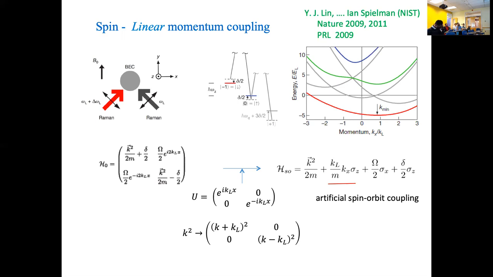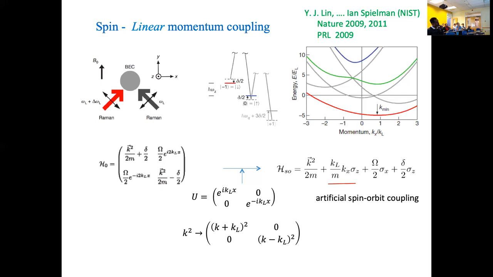The spin orbit coupling arises if you look at it like this. You perform a unitary transformation on your wave function. That corresponds to using different k labels for these two states. So you remove this space-dependent phase, and that term corresponds to the omega sigma x. But at the same time, you generate a diagonal term, which is kx sigma z. So now this is an artificial spin orbit coupling between the linear momentum and a pseudo spin for these two levels.